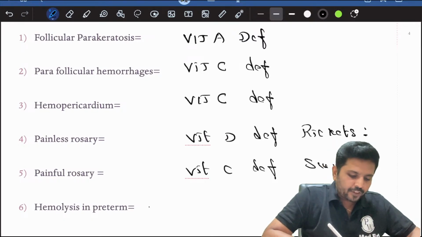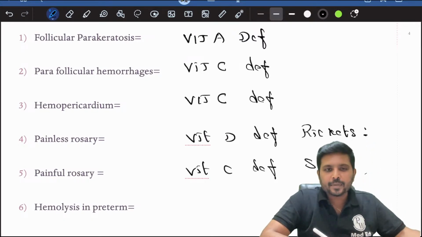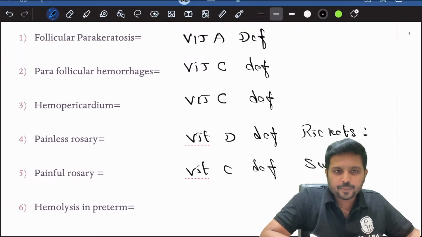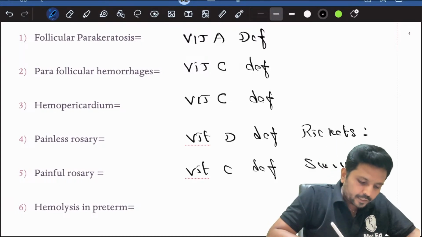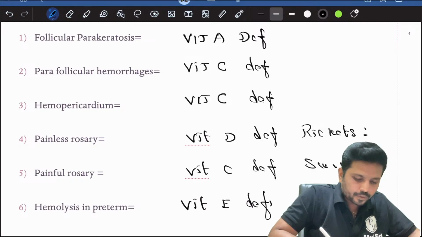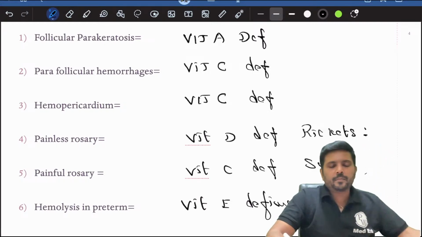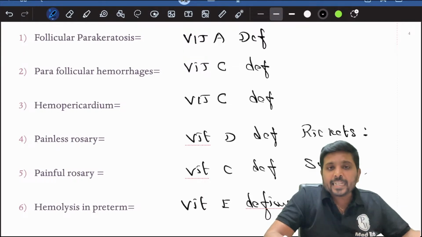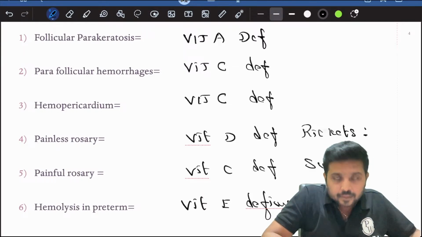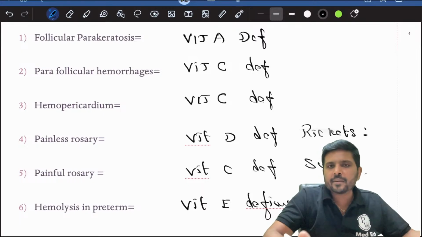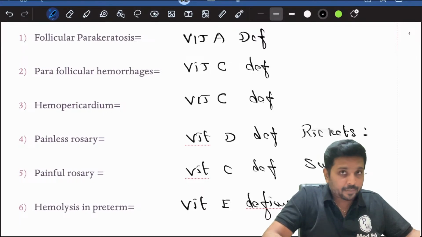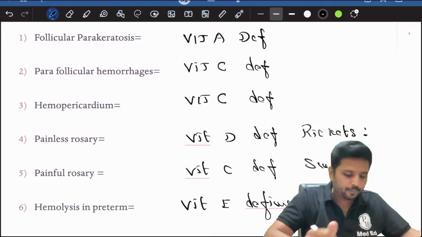Which one causes hemolysis in preterm? It is due to vitamin E deficiency. Hemolysis in preterm is due to vitamin E deficiency because vitamin E is an antioxidant and it protects your RBC membrane. So when vitamin E is not there, free radicals will cause damage to the RBC membrane, leading on to hemolysis.